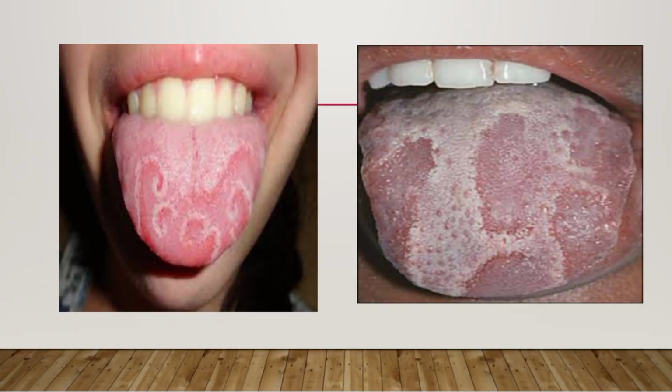Today we're going to start a very important topic, which is geographic tongue. You can see that this is a geographic tongue of the patient. You can see the erythematous areas, or it can be scalloped. They are the scalloped borders with well demarcated erythematous zones.